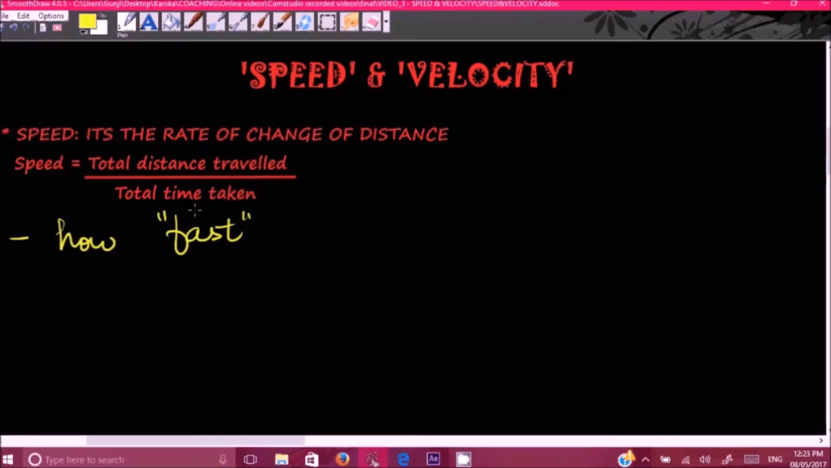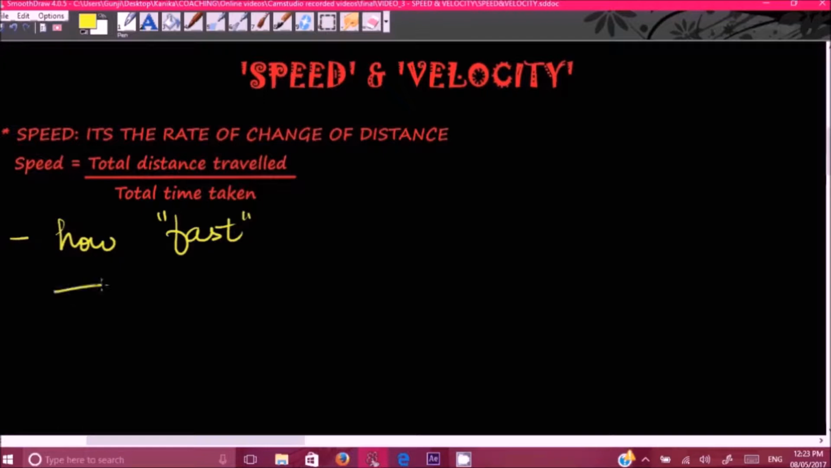If there is a fast moving object, it has a high speed, which means it can travel larger distance in shorter amount of time. If there is a slow moving object, it has a low speed. It can travel shorter distance in larger amount of time.